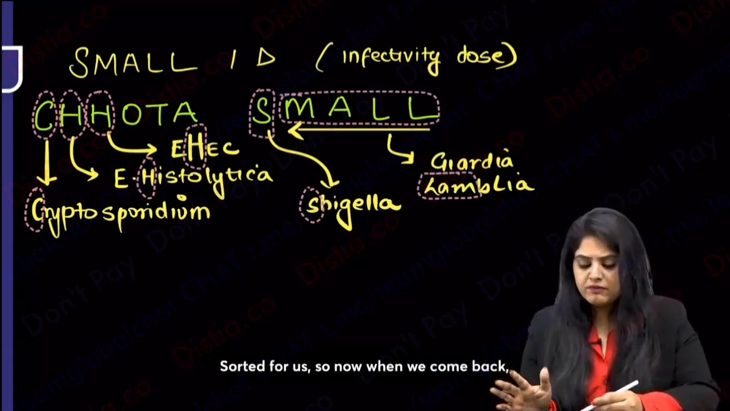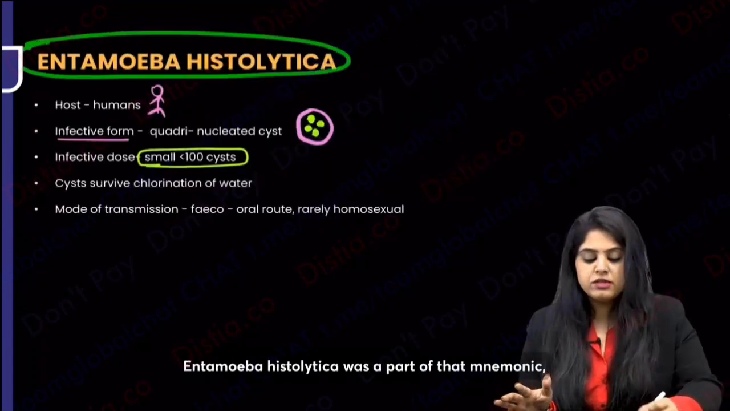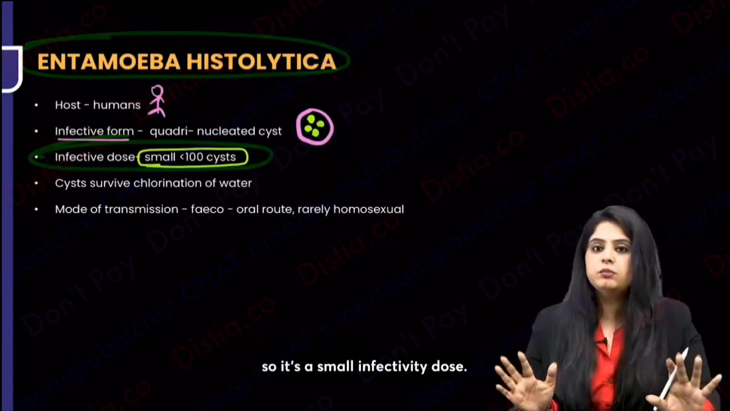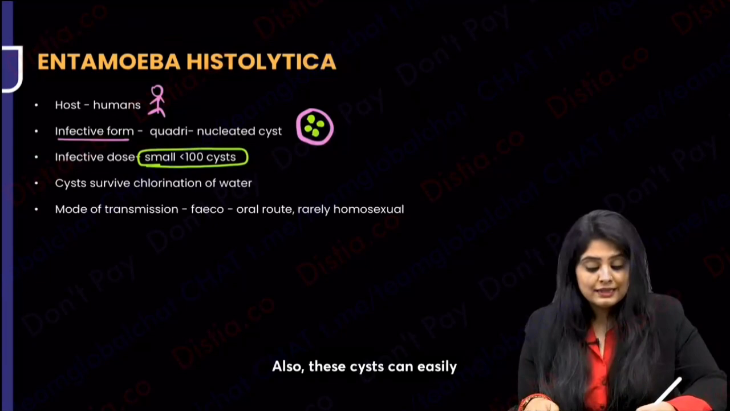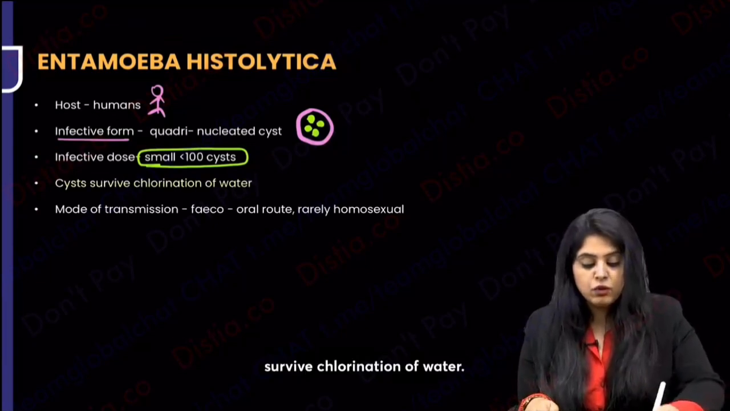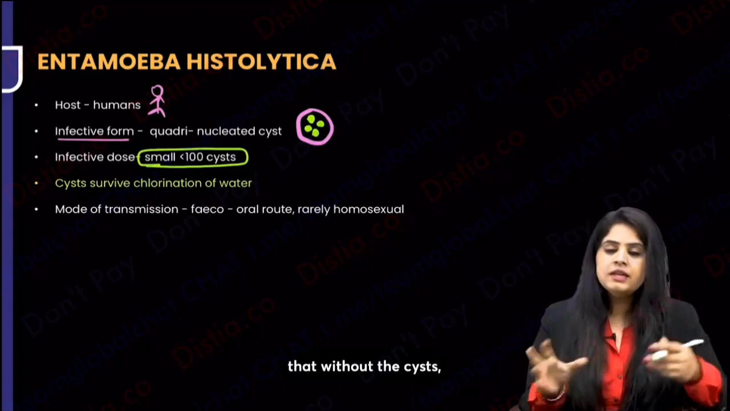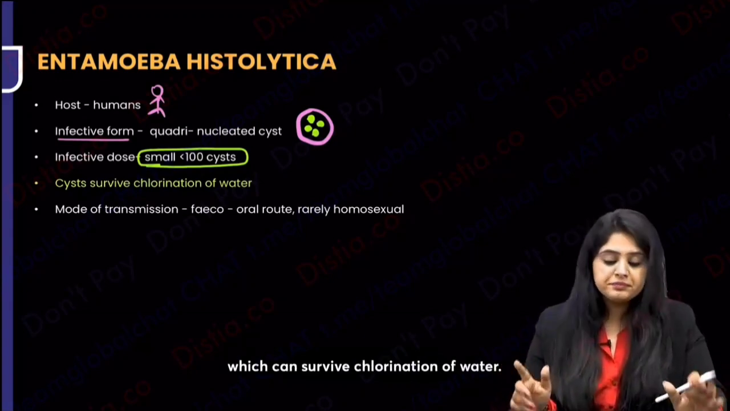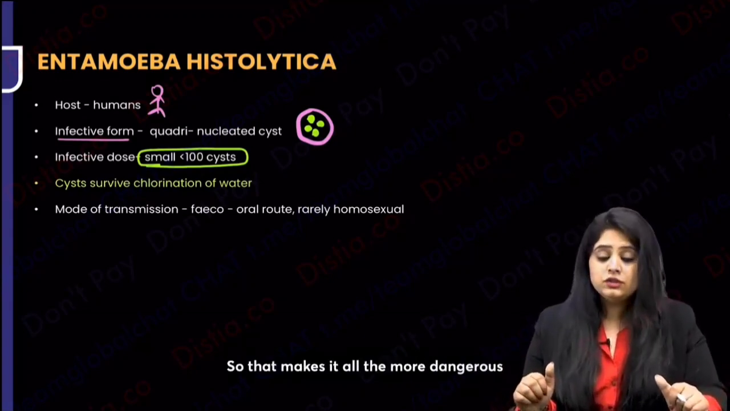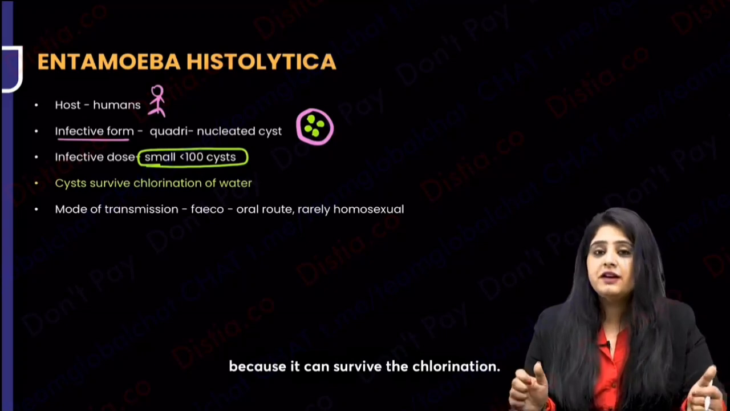Sorted for us. So now when we come back, yes, Entamoeba histolytica was a part of that mnemonic. So it's a small infectivity dose. Also, these cysts can easily survive chlorination of water. I'll make this list also in the end, once we study everything, of which cysts can survive chlorination of water. That makes it all the more dangerous because it can survive the chlorination.